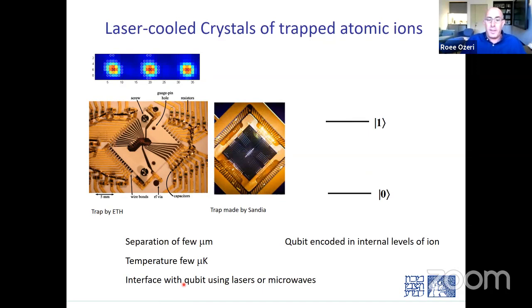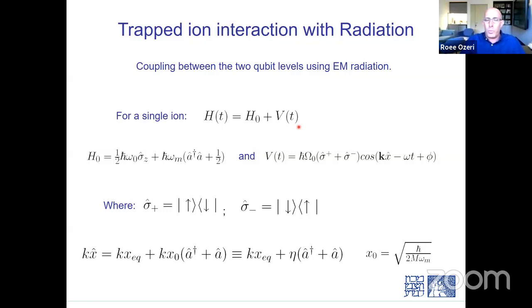The way we interface our qubits, the way we implement gates, the way we do readout, all those are done using the interaction of either lasers or microwaves, in any case, electromagnetic fields, with these trapped ions. So to understand the way quantum gates are being carried out, we have to look a little bit into the interaction of electromagnetic radiation with trapped ions or with harmonically trapped bound particles.